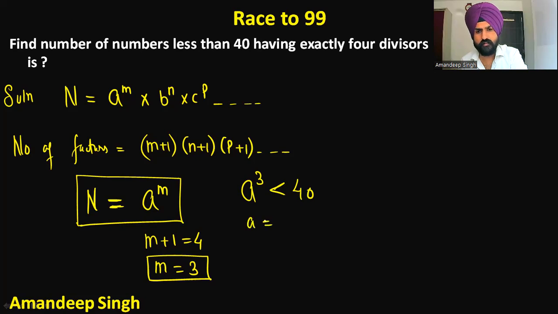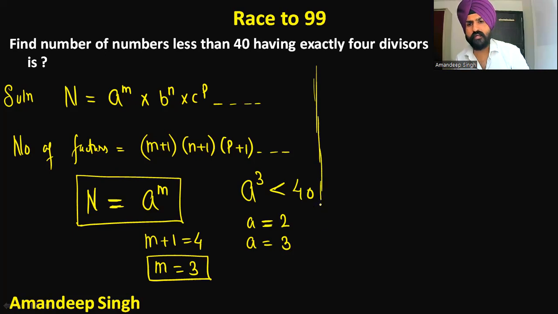So what values of a can I take? So a could be either 2, because a is a prime number and 1 is not a prime number. A could be 3, and a cannot be equal to 4. So we got two numbers if my n contains only one prime number, right?